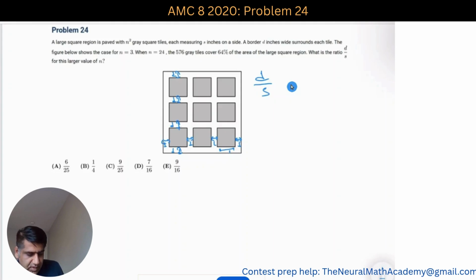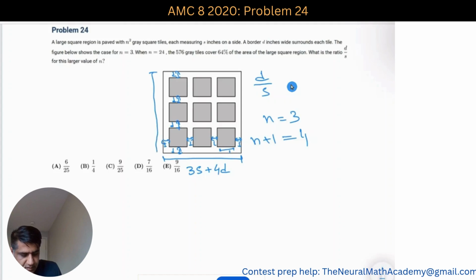If n is 3, then the distance along each side is 4. So the number of distances. And if I just write it here, n equal to 3, and then the number of distances is 4. So now if I express the side length for the square in terms of s, I can write it as 3s plus 4d. And similarly, I can also express the side length in this side as well, 3s plus 4d.